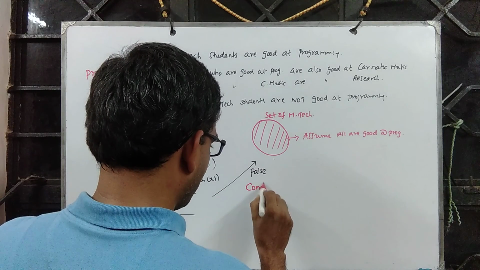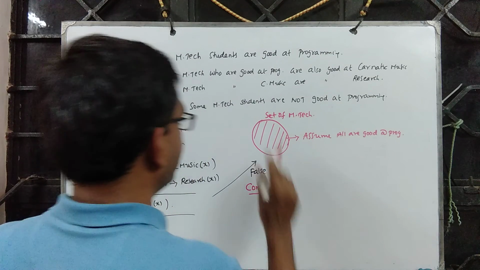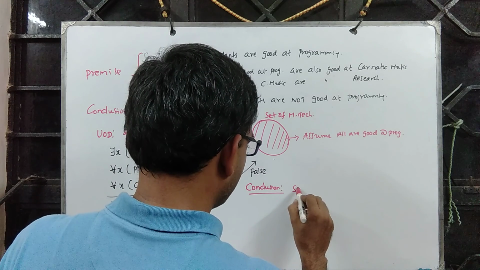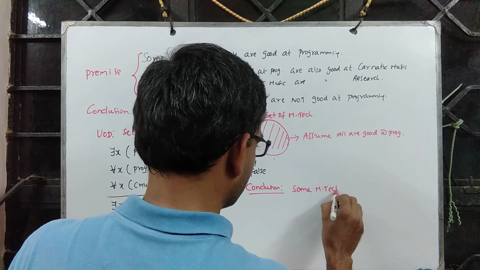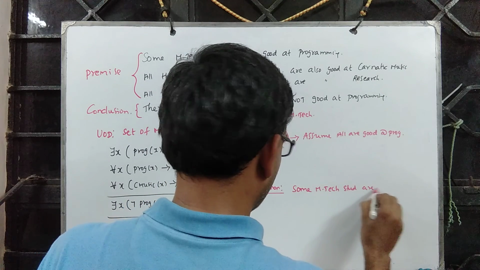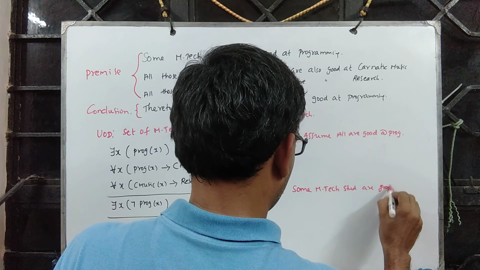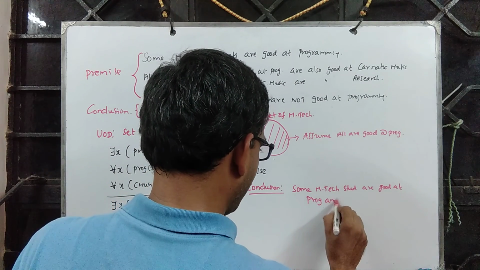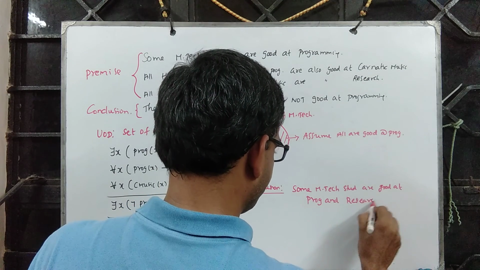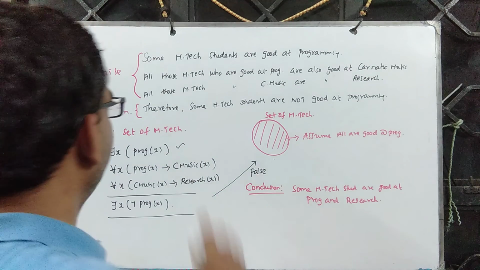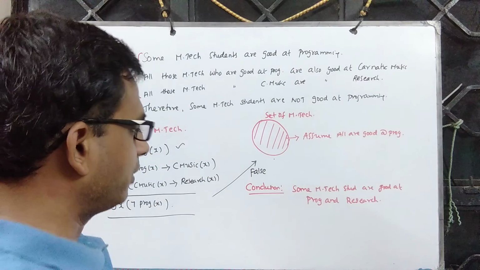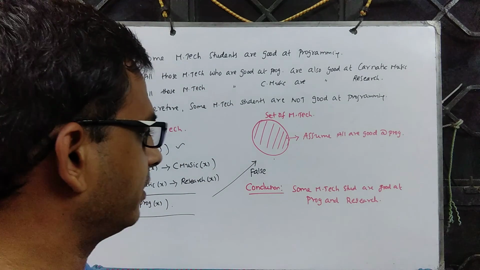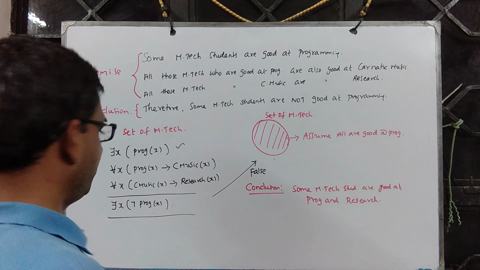Let's look at the following conclusion. The premise remains the same. I want to conclude that some MTech students are good at programming and research. So given this premise, I want to conclude that some MTech students are good at programming and research. How do we prove this?